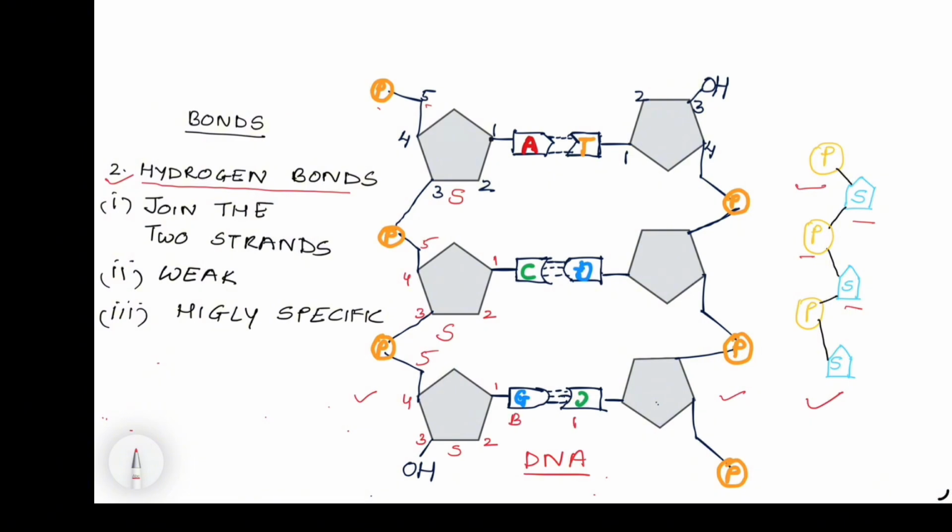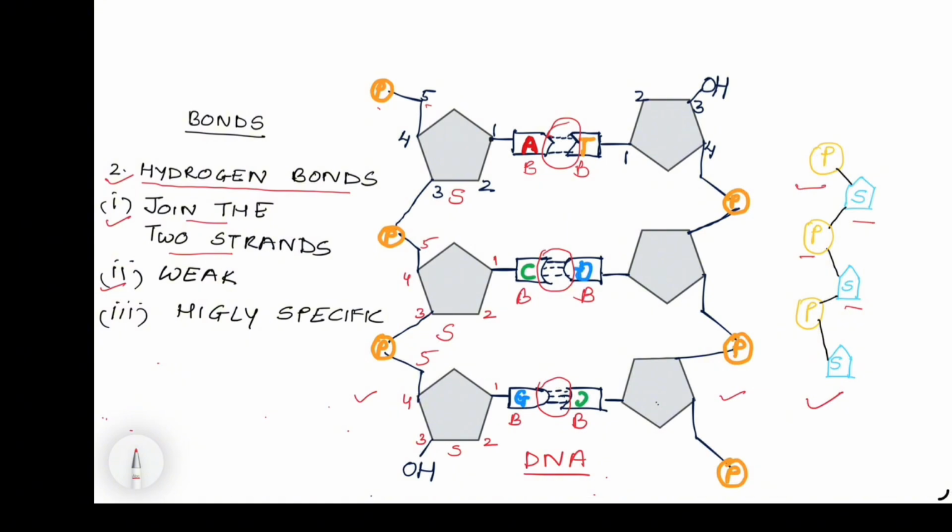So, this is a base, here is a base, these are all bases, and these bases are joined together by hydrogen bonds. So, here is a hydrogen bond present between the bases. These hydrogen bonds therefore join the two strands of DNA. They are weak bonds. Though these hydrogen bonds are weak, because they are either 2 or 3 bonds, the cumulative strength or the combined strength of these hydrogen bonds is enough to hold the two strands together.